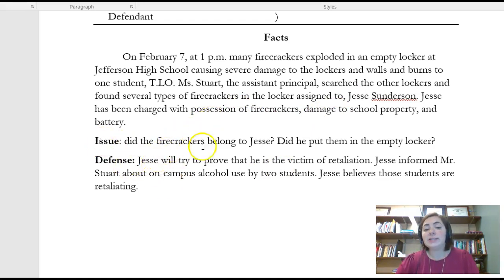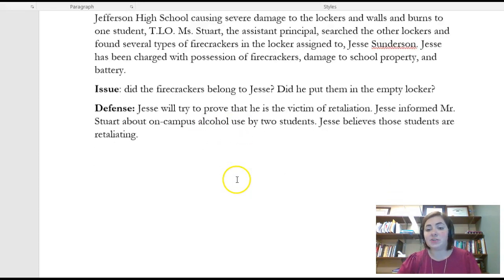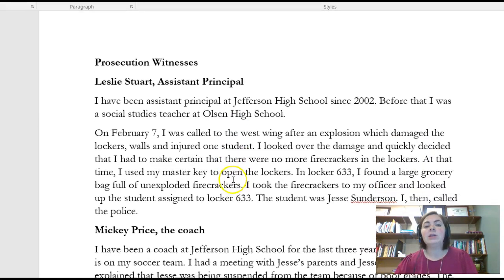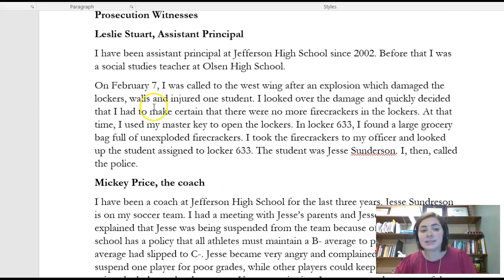So our issue is, did these firecrackers belong to Jesse and did he put them in the empty locker? The defense is going to try and prove that he is the victim of retaliation because he had told the principal and his coach about some on-campus alcohol use from other students. So our prosecution has 2 witnesses assigned to them, Leslie Stewart, the assistant principal, and this is her statement.